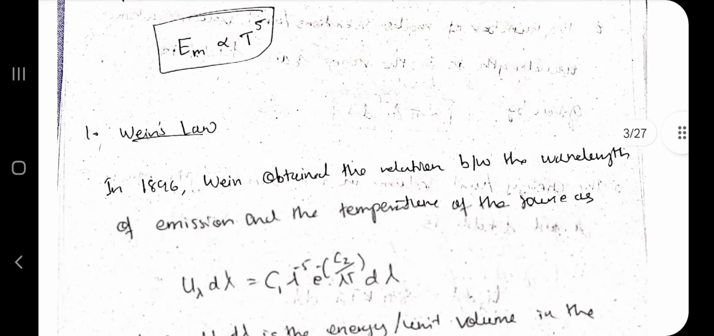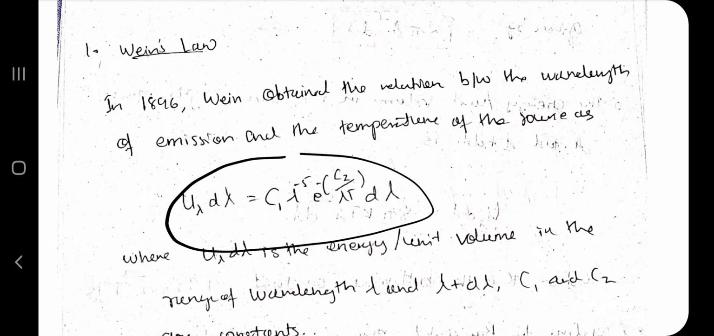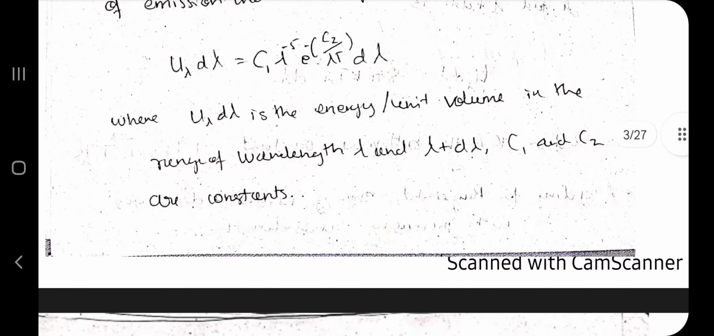In the exam they can ask you to explain Wien's law with the formula, as well as what these terms represent. So you have to write the following here.